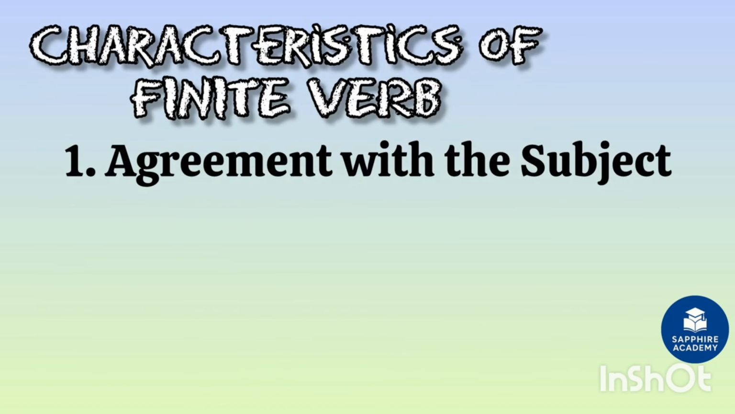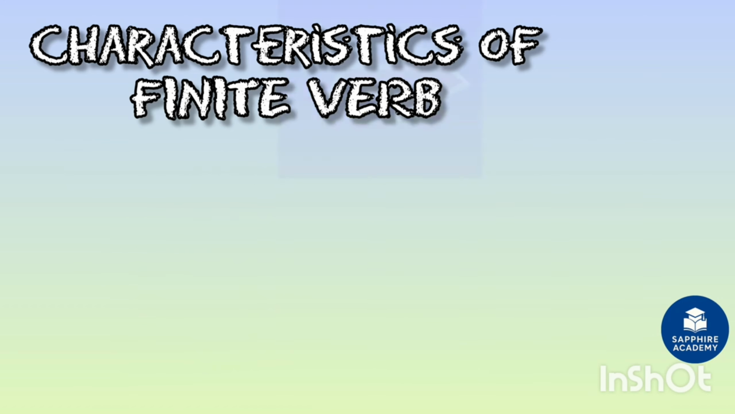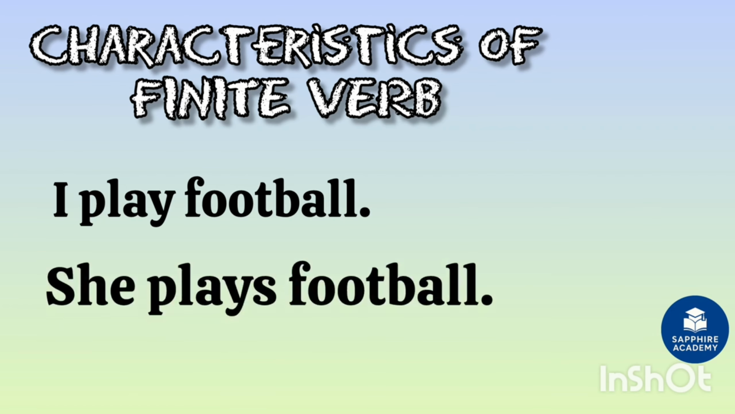First one, agreement with subject. A finite verb changes its form according to the subject of the sentence. For example, I play football. Next one, she plays football. Here, the verb changes because the subject changes, which confirms that the verb is finite.